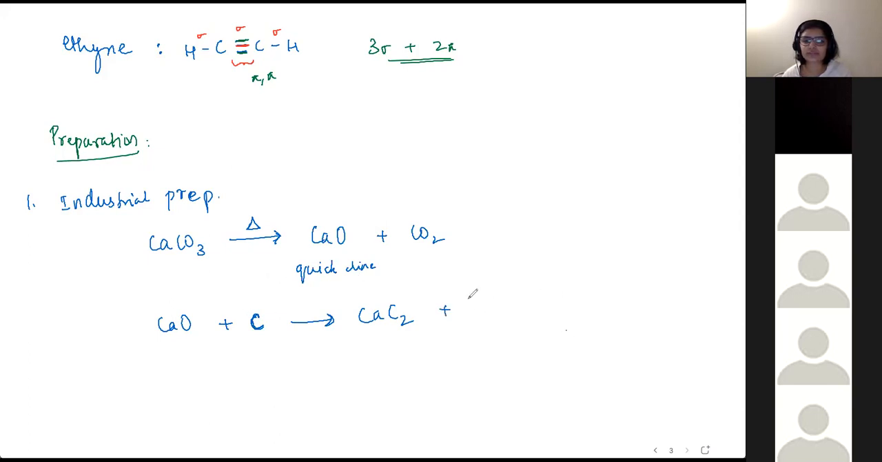Carbon is also oxidized. So this CaC2, you want to reduce it, so you want to add hydrogens to it. So you treat it with water, and you get calcium hydroxide plus ethyne, C2H2. So this is what is required. This is the industrial preparation. So ethyne is prepared from calcium carbide, and you get calcium carbide by heating quicklime with coke.